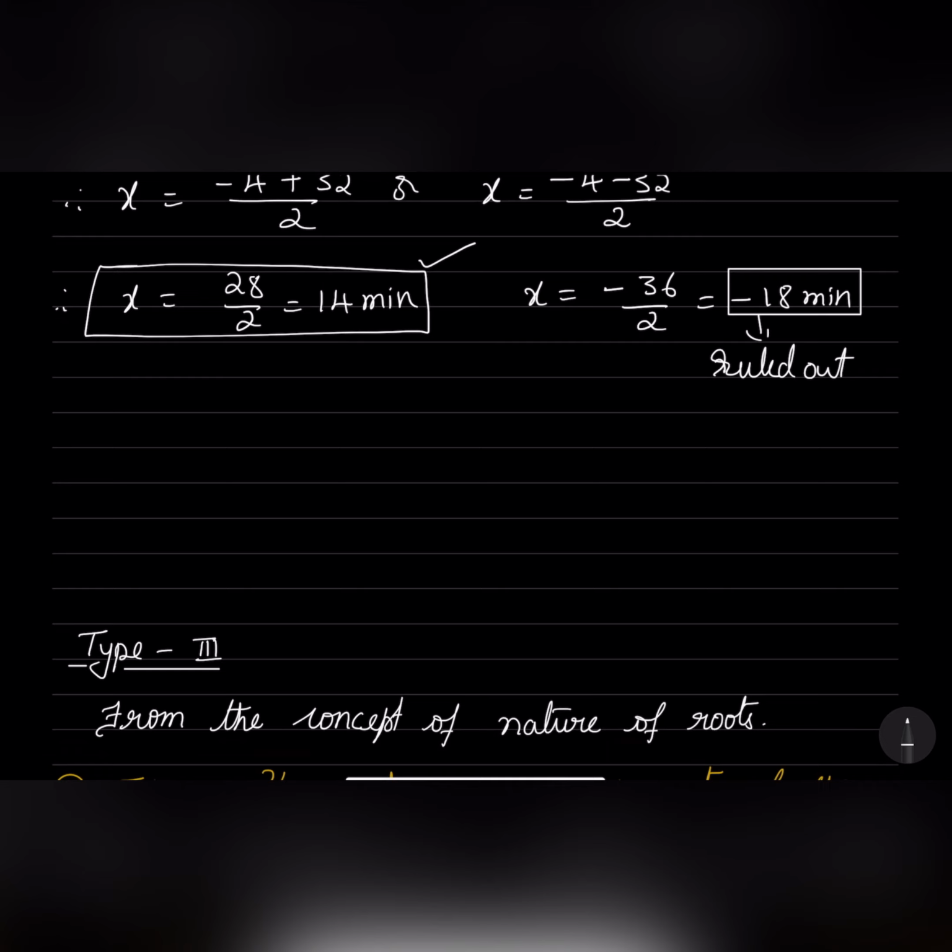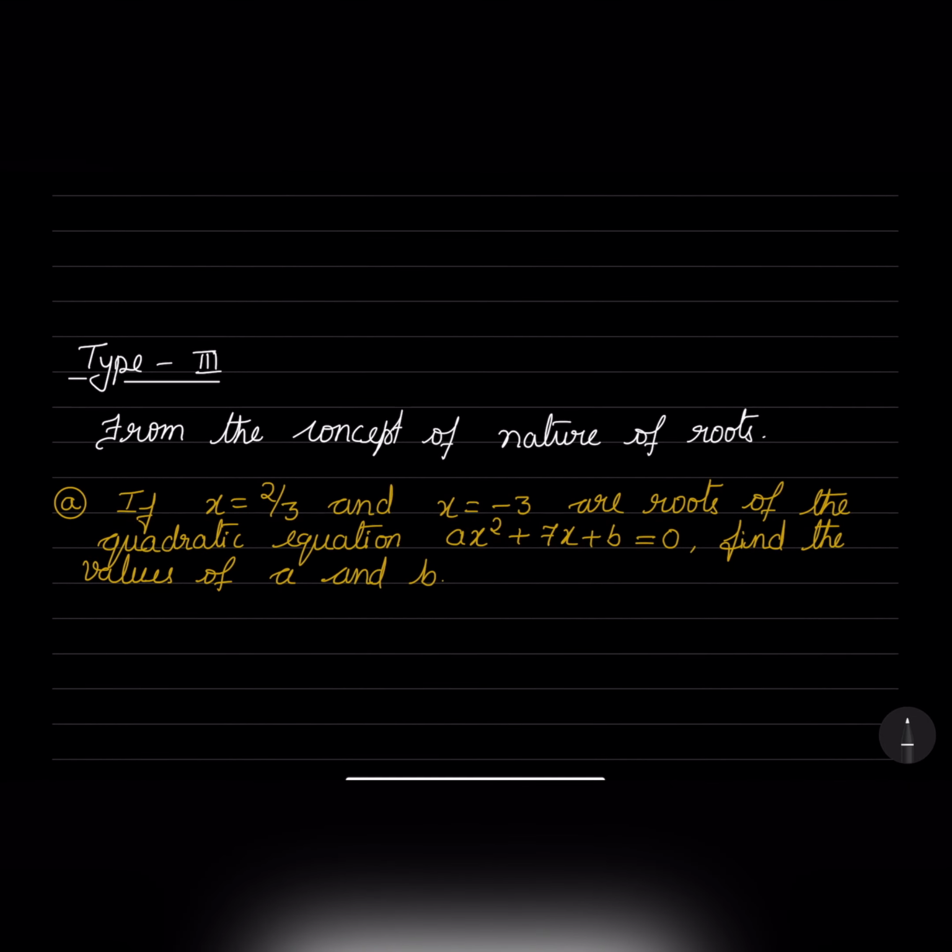Okay. This is about the second type, and we'll go for the third type. Third type is all related with the nature of roots. So, for the nature of roots, when the quadratic equation will have roots, that is when b square minus 4ac, the discriminant, is greater than or equal to 0, then it will have real roots, that we know. So, we'll start with the first numerical question.